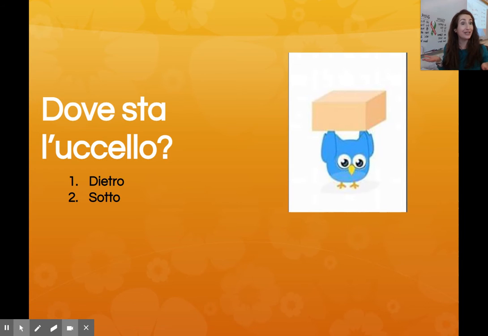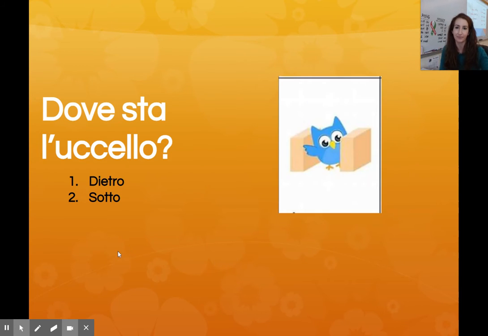Dove sta l'uccello? Where's the birdie? L'uccello sta sotto la scatola, under the box. Dove sta l'uccello? Where's the birdie? L'uccello sta? Neither. Wait a second, dietro, sotto, no. L'uccello sta tra le scatole, between the boxes. Nice catch.